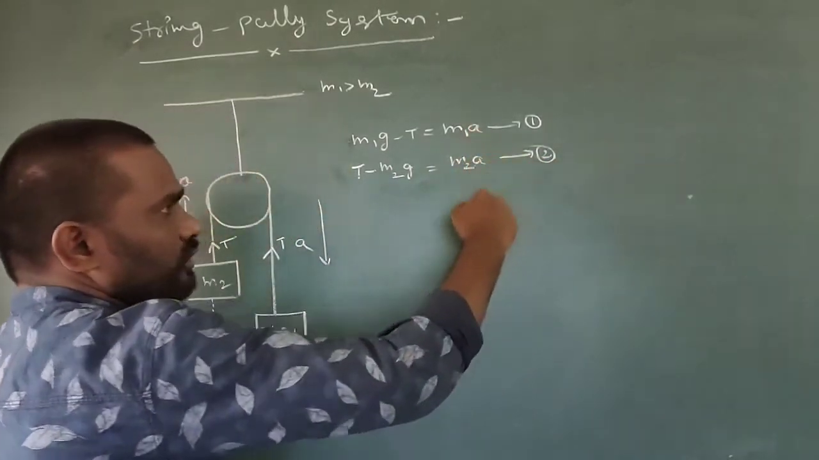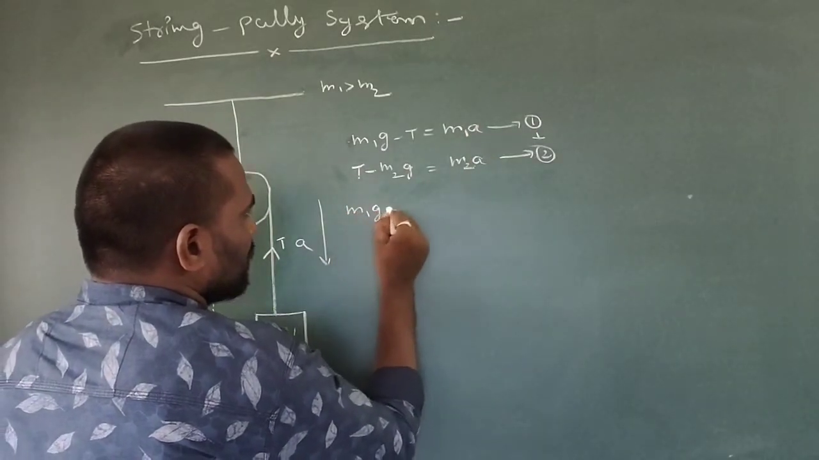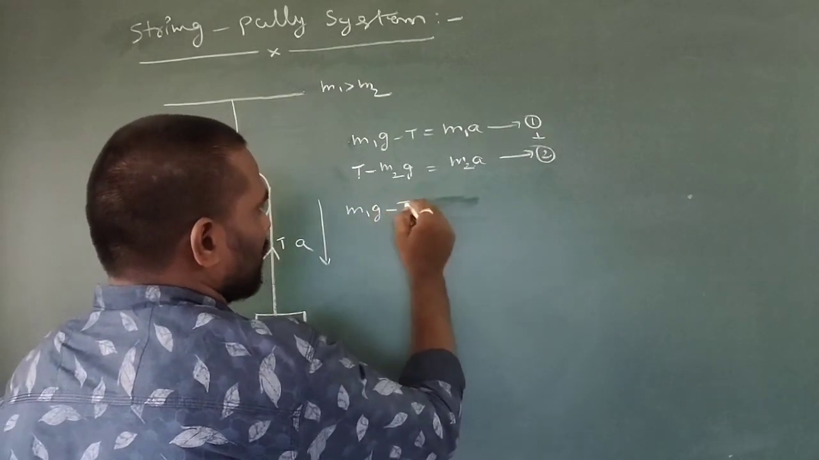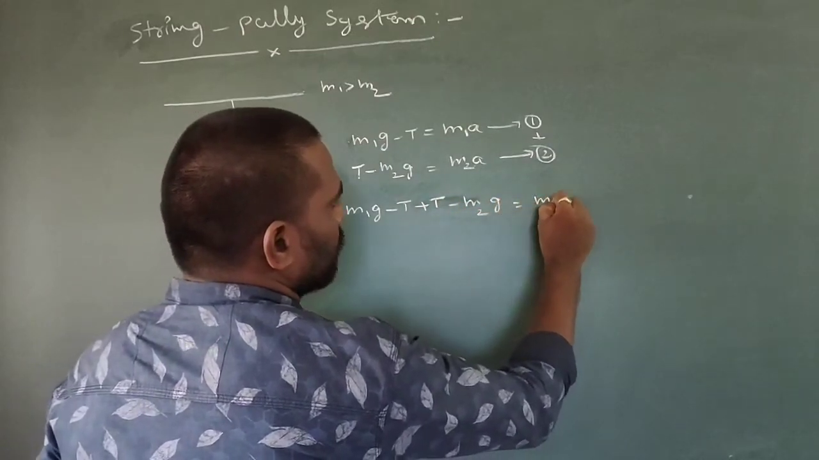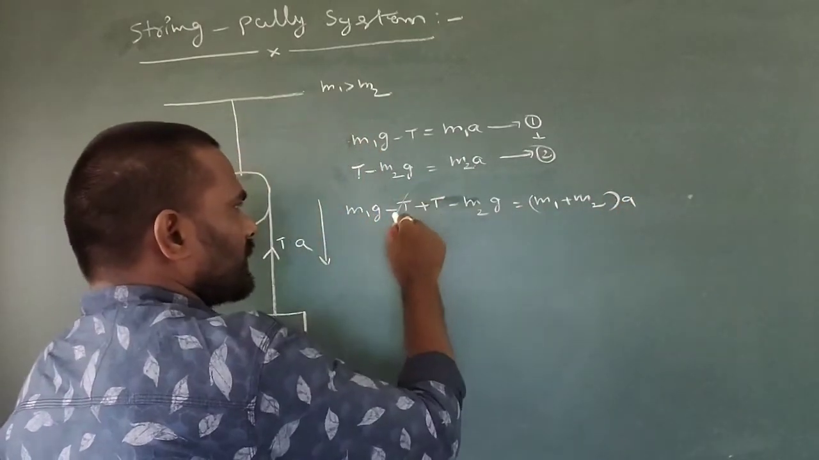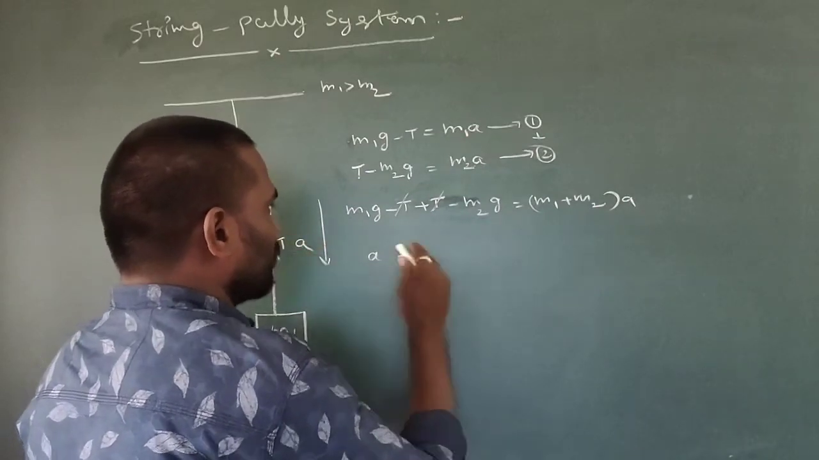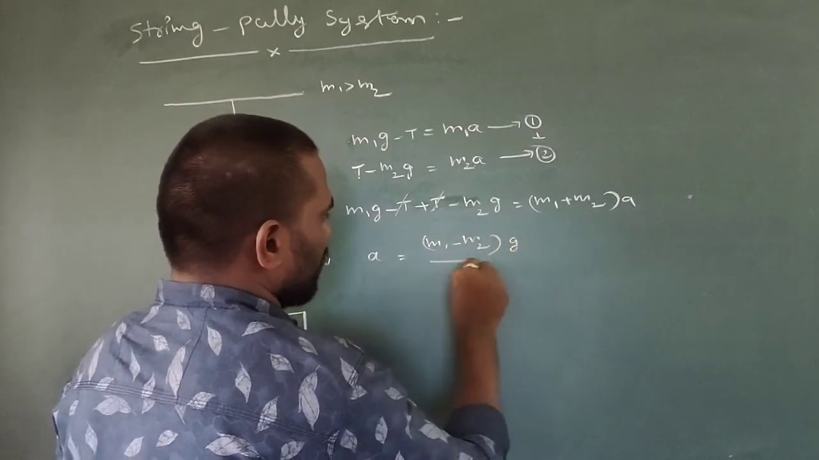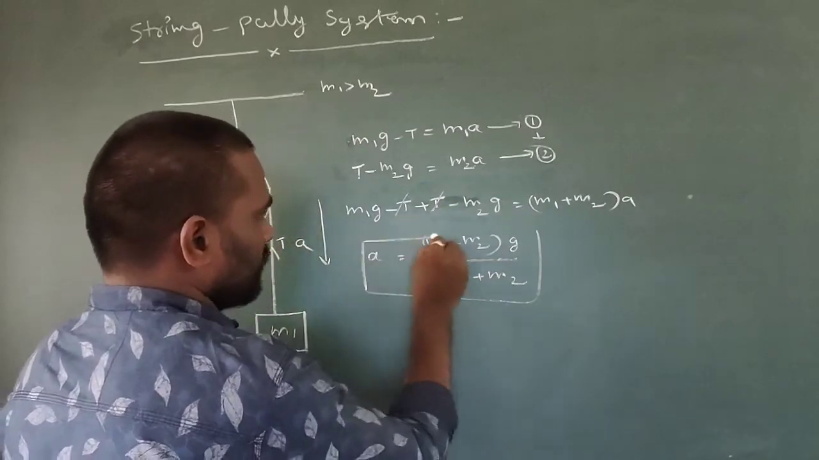Okay, adding these two equations 1 plus 2, here m1g minus T plus T minus m2g is equal to (m1 plus m2) into a. Okay, from here minus T plus T cancel. From this equation the acceleration a is equal to (m1 minus m2) into g by (m1 plus m2). This is the acceleration of the bodies.